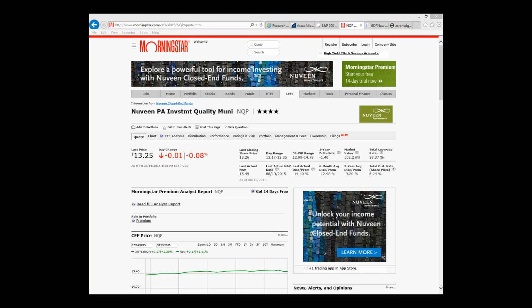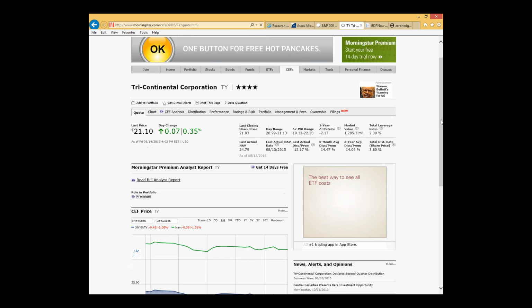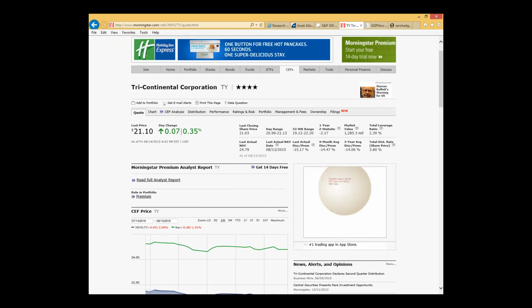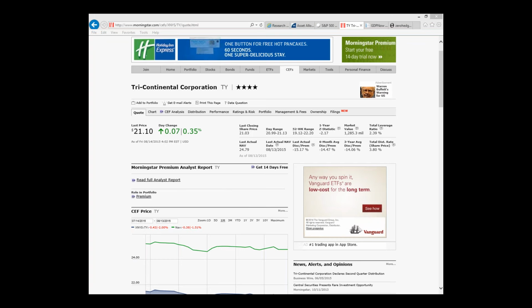Let's see. Another holding that's selling at a pretty good discount is Tricontinental. So this has a 4-star rating from Morningstar. The expense ratio is pretty low here. Let me see what that is. It's currently 0.49%. It sells at a discount of 15.1%. This fund has very little leverage. It's only 2%, and the distribution rate is 3.8%.